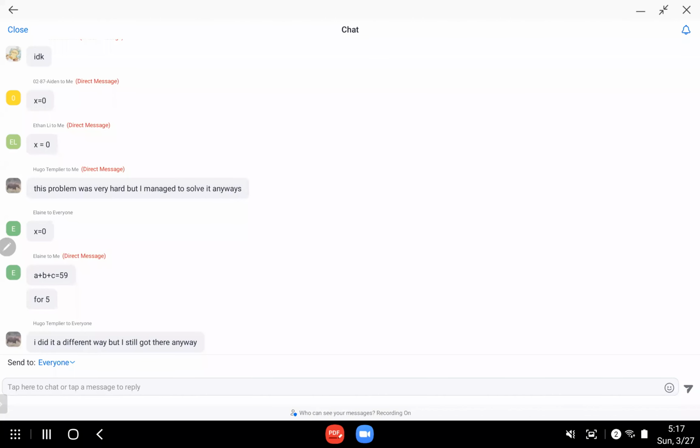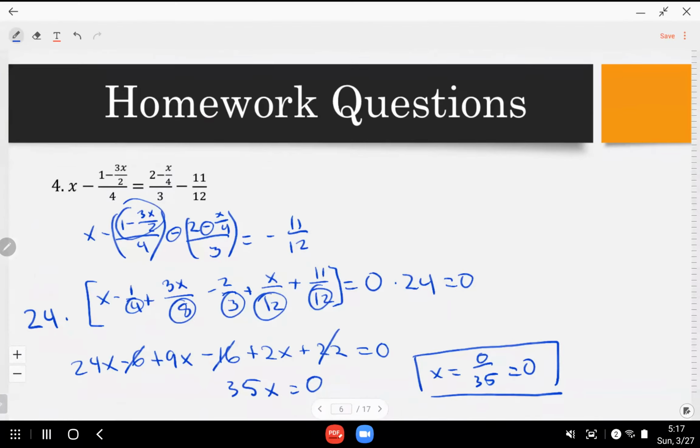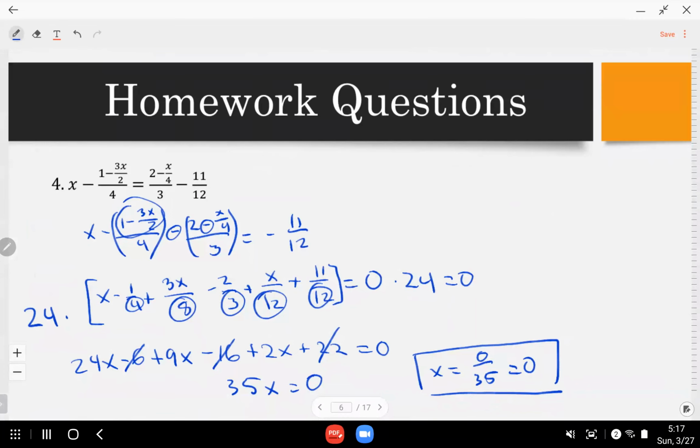Any questions? Okay, you did it a different way. Okay, Hugo, how did you do it? Did you combine the fractions? I moved the 1 minus 3x divided by 2 divided by 4 to the other side. And then I combined like terms. I converted everything to 12s. And then I simplified. I got rid of the 12. I got to 24x equal to negative x minus 9x. And then so x goes to 0.